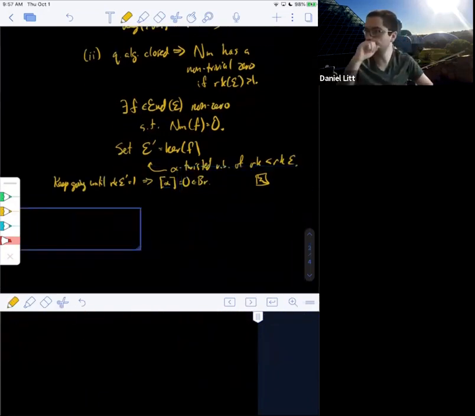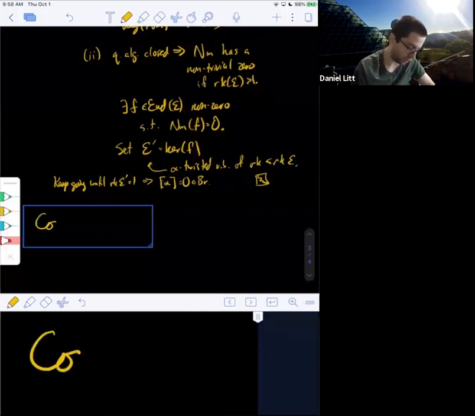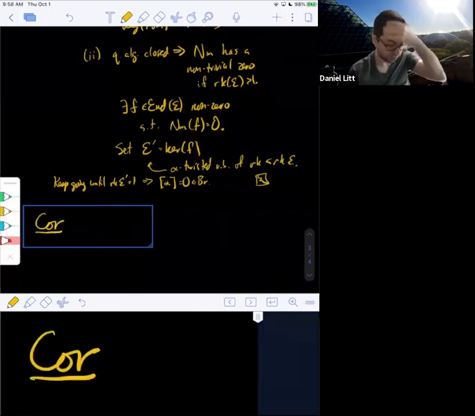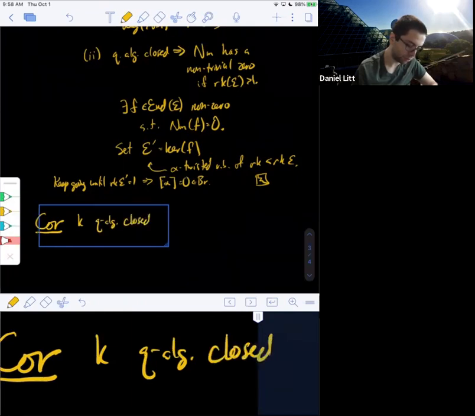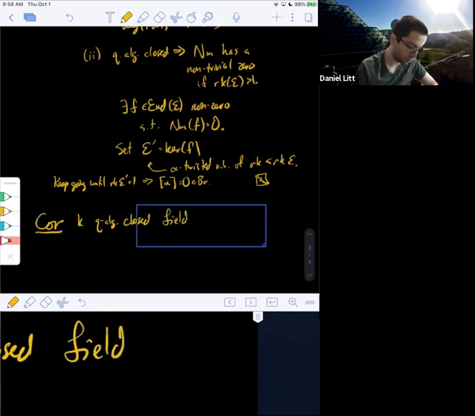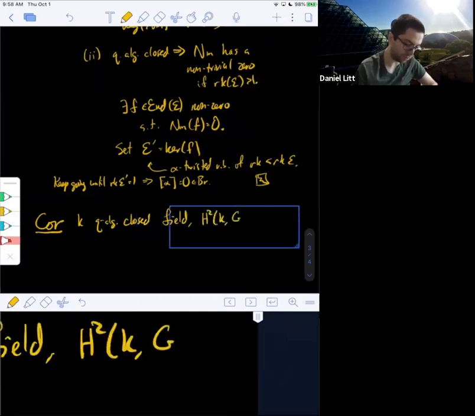Great. Are there any questions about that? Okay, and there's a corollary of this, which is what we're actually going to use, but I'm not going to prove, which is that if K is a quasi-algebraically closed field, then H2 of K with coefficients in G_m is equal to 0.